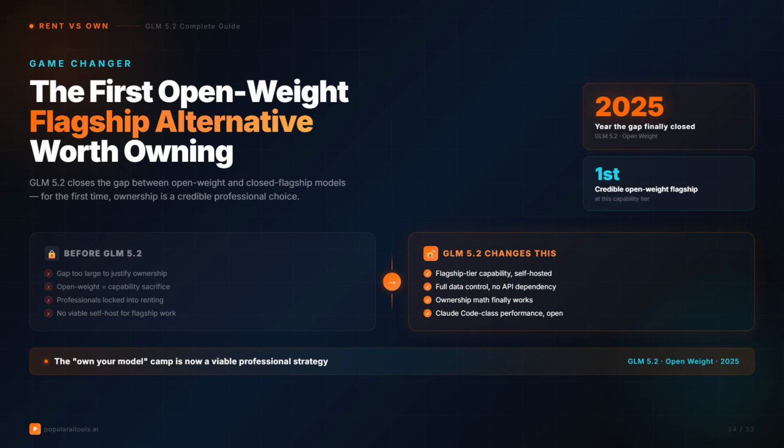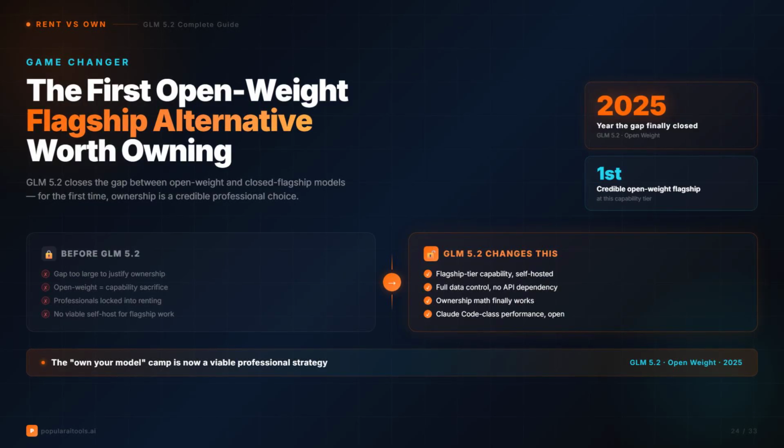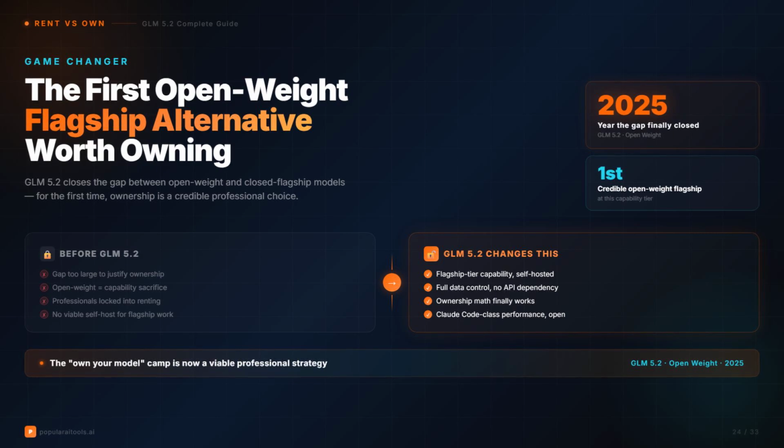And GLM 5.2 is what makes the owner camp credible for the first time. Before this, the gap between open weight and closed flagship was just too big. Professional users stayed in the rent camp because they had to. GLM 5.2 changes that math.